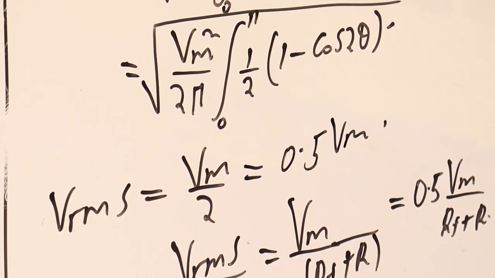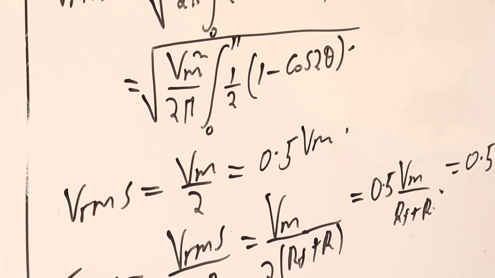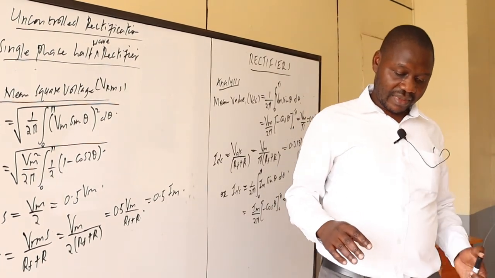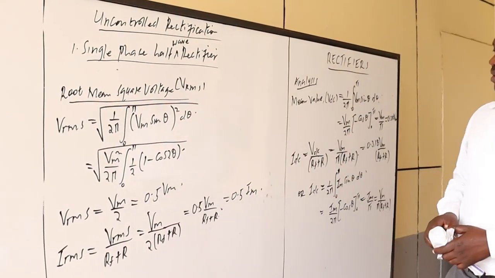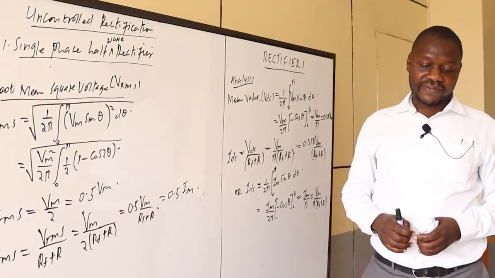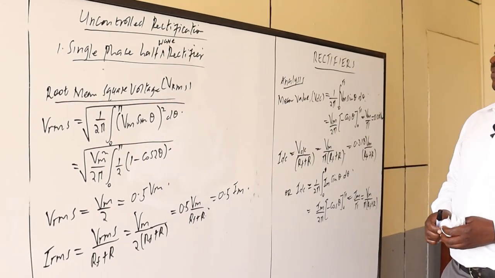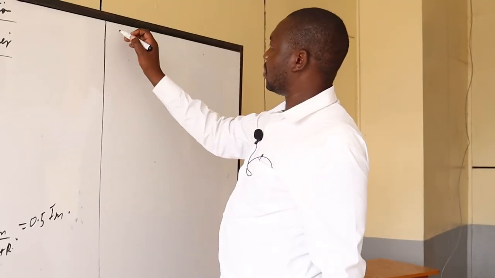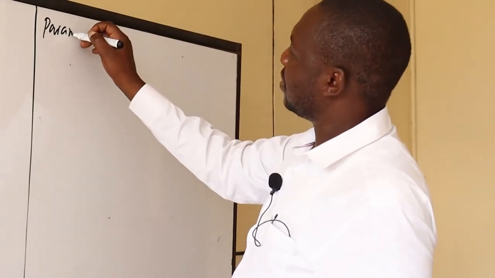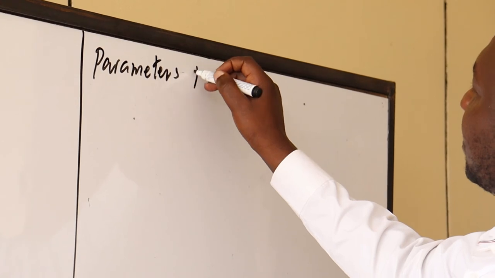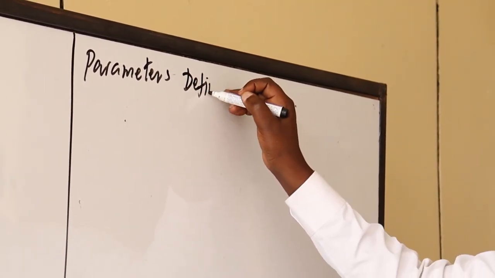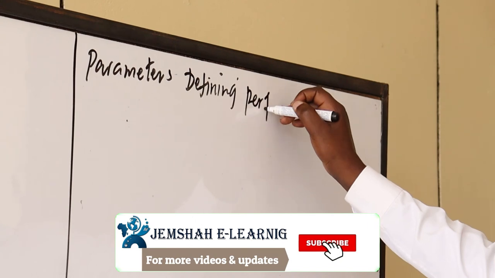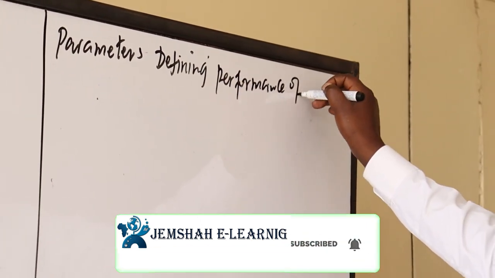Now from there, we want to look at what we call the performance parameters of our circuit. Actually, these parameters are the ones that define the performance of our rectifiers. So under performance parameters, we have the parameters defining the performance of rectifiers.